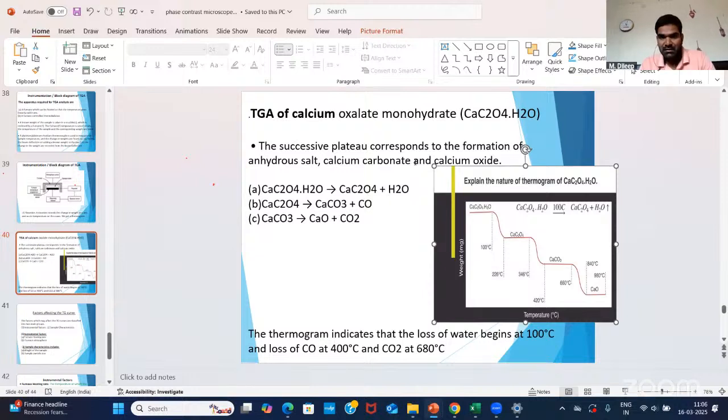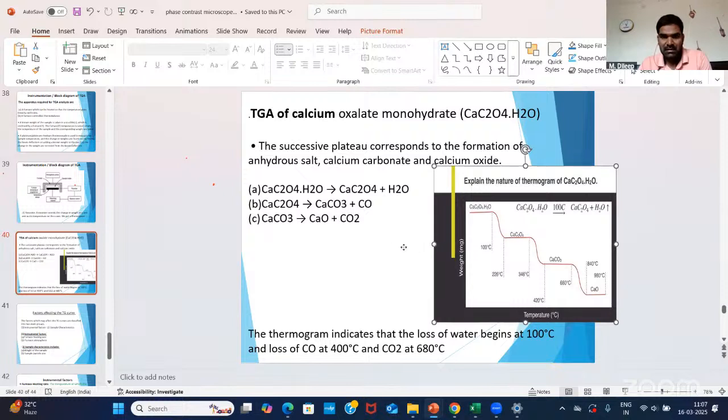So as the temperature of the calcium oxalate monohydrate is increased, we can observe successive plateaus of formation, right? At 100 degrees centigrade, calcium oxalate monohydrate is losing its water molecule, that is H2O. Again at 400 degrees centigrade, the CaC2O4 is losing its carbon monoxide and forming CaCO3. And again at 680 degrees centigrade, it is losing its CO2 gas and forming CaO, isn't it? So this is how the reaction happens.